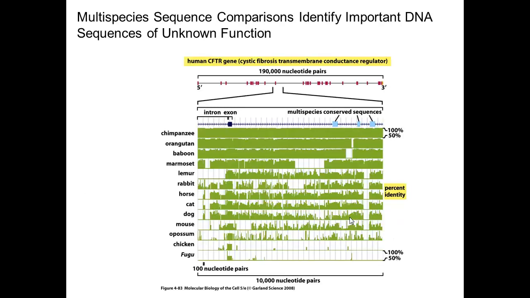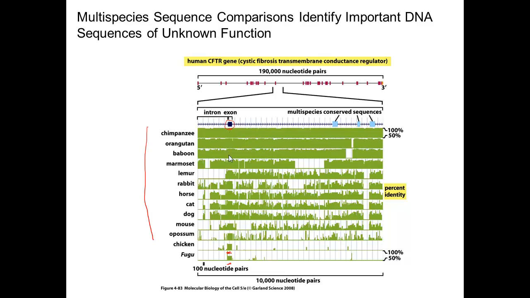Now, for evolution, not all DNA sequences are equally informative, and that's because of the selective pressures on them. Here we can see a portion of the cystic fibrosis gene, where there's a great deal of relationship amongst mammals, and for birds and fish, only a small portion is conserved to any great amount, as indicated by the green lines. And we can see that the positions that have been conserved are the exon regions, those regions that code for protein.